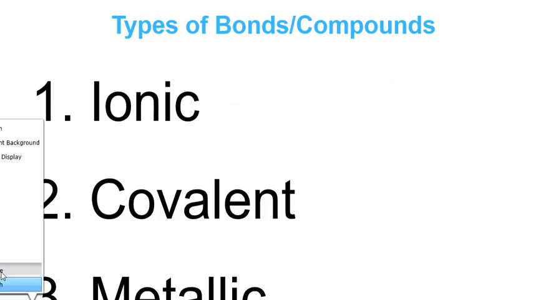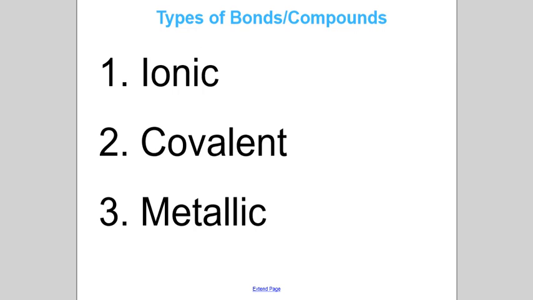Okay, so types of bonds. There's ionic, covalent, and metallic. We talked about both of these in honors, so this is basically a review. Metallic should be pretty new, and we honestly still don't really talk about this very much in AP, but you'll start to see a little bit of it.